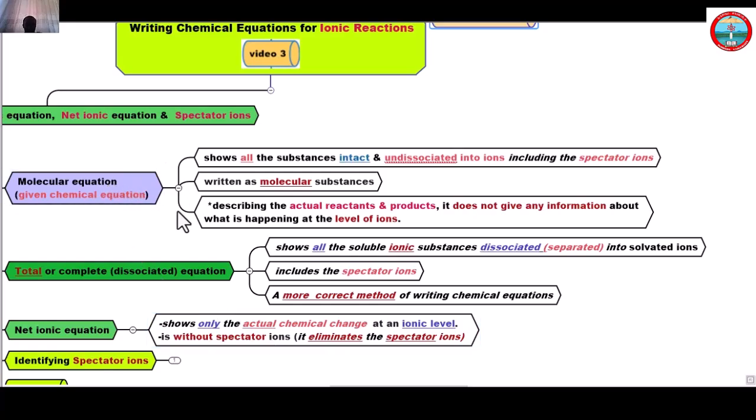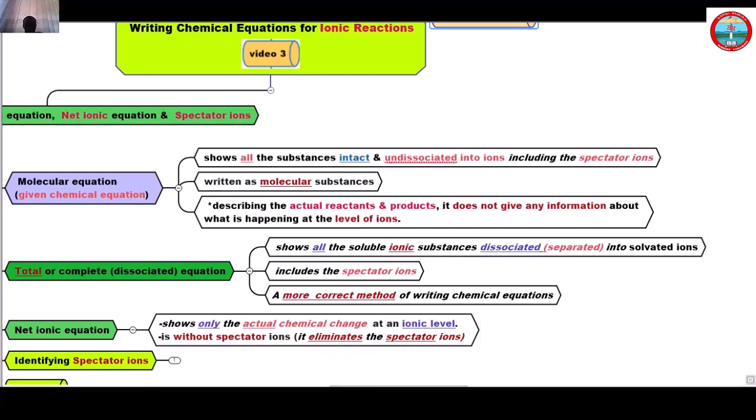So from this, how can you identify them? The molecular equation is an equation that includes all the undissociated molecules, including spectator ions, whereas the total or complete or dissociated equation is an equation that shows all the substances in ionic or dissociated form, including spectator ions like the molecular equation. But the net ionic equation is an equation that shows only the actual chemical change at the ionic level without including the spectator ions.